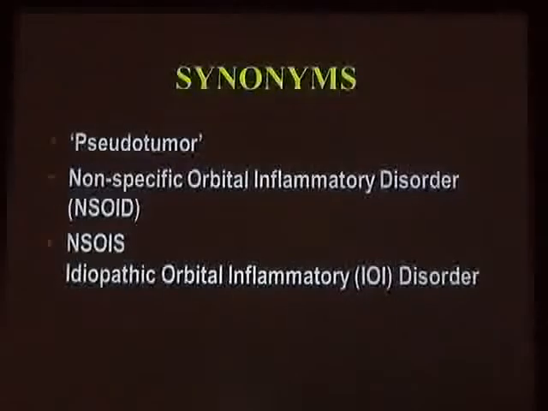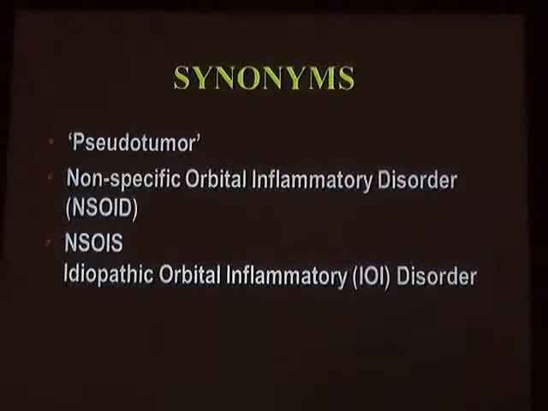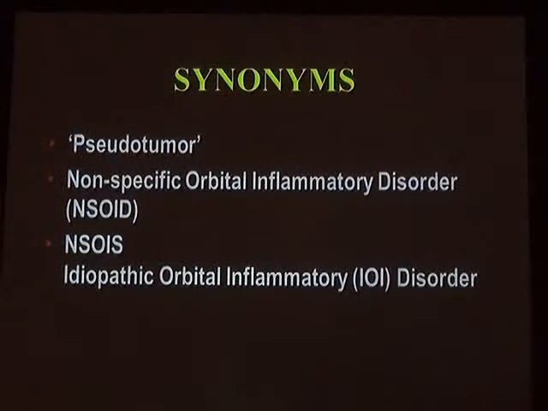And we all know very well the old terminology, and underscore old because we should not be using the term anymore, is the pseudotumor or the orbital. There are a few other synonyms that you might see in the literature or spoken language, non-specific orbital inflammatory syndromes or disorders, NSOIS or NSOID. And a few years ago, it used to be called idiopathic.